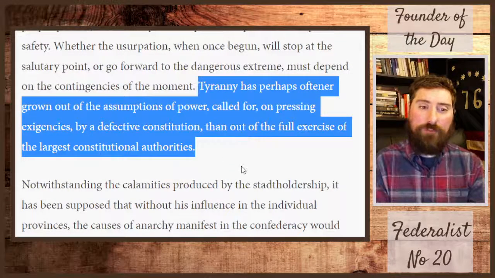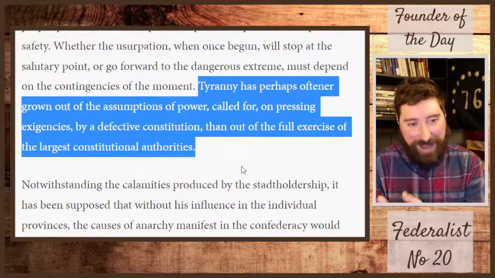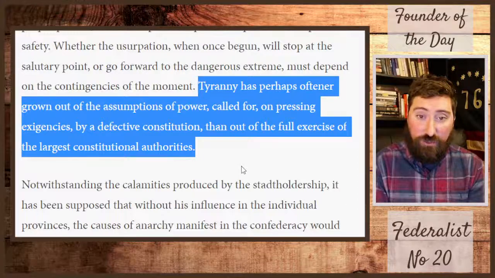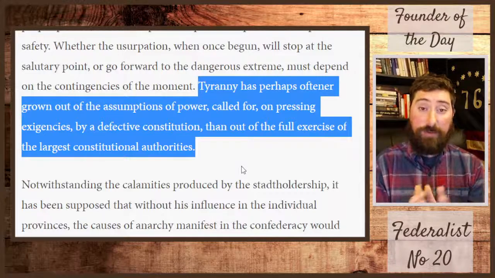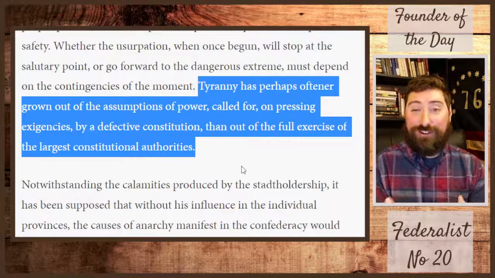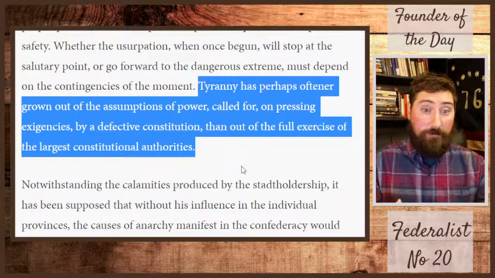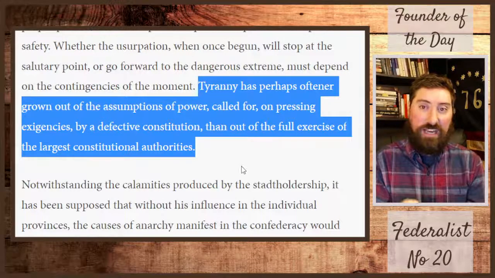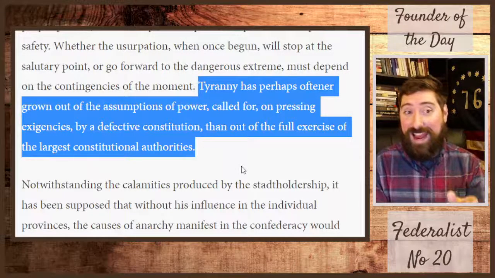"Tyranny has perhaps oftener grown out of the assumption of power called for on pressing exigencies by a defective constitution than out of full exercise of the largest constitutional authority." So, this is a really important statement. Tyranny, dictatorship, authoritarianism, perhaps oftener, as he said, or usually comes out of the assumption of power when there's an emergency. It's not usually that the Constitution's there and the Constitution is abused and dictatorship happens. No, usually it's when the Constitution is ignored in an emergency or exigency.